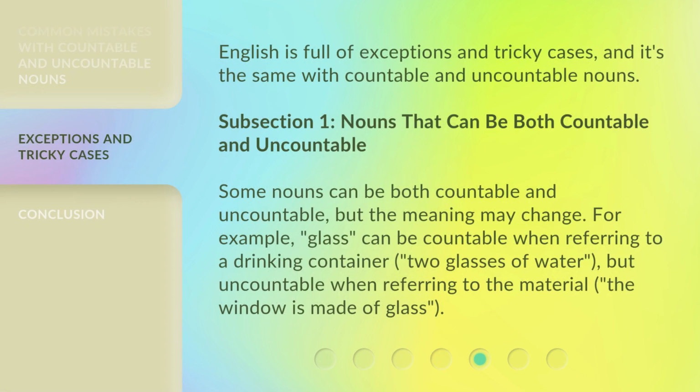English is full of exceptions and tricky cases, and it's the same with countable and uncountable nouns. Subsection 1. Nouns that can be both countable and uncountable. Some nouns can be both countable and uncountable, but the meaning may change. For example, glass can be countable when referring to a drinking container, 2 glasses of water, but uncountable when referring to the material. The window is made of glass.